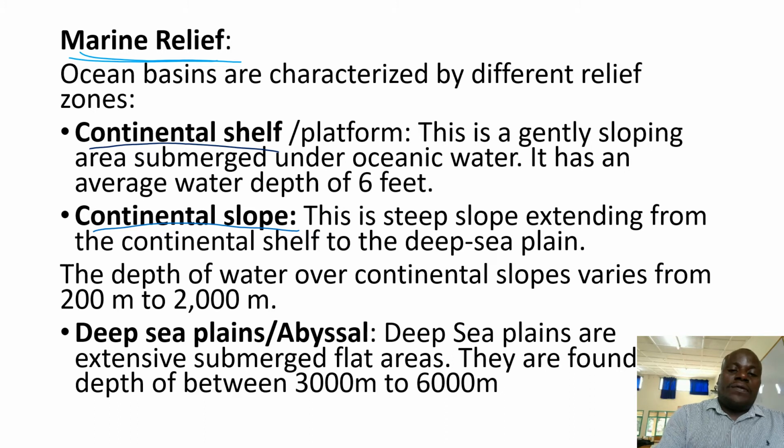Then we have deep sea plains. As you all know, a plain is an extensive flat area. So deep sea plains are extensive submerged flat areas. They are under the water level of the sea, but they are flat and extensive. The diagram will help us.